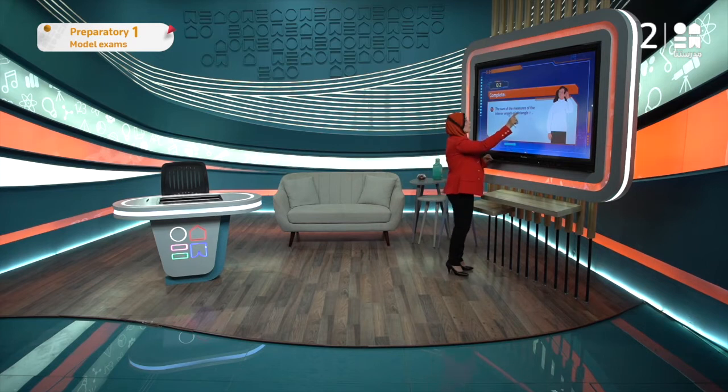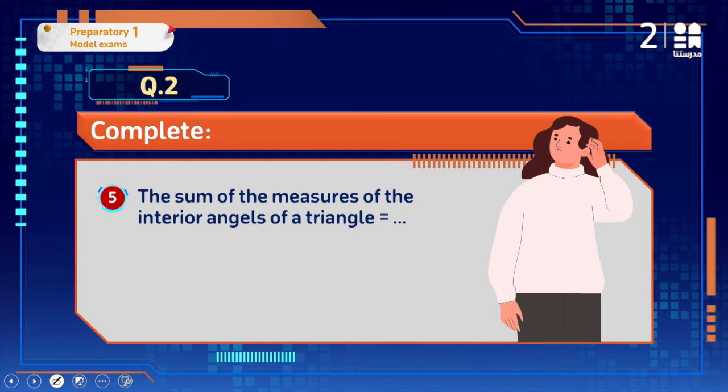Number 5, the sum of the measures of the interior angles for a triangle. A triangle has 3 sides and we know it. It is always 180 for any triangle.